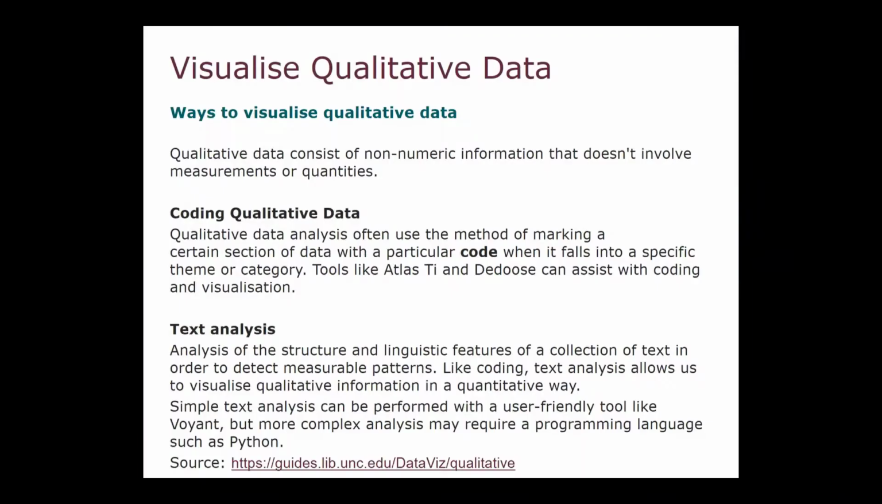visualizing your qualitative data. Qualitative data consists of non-numeric information that doesn't involve measurements or quantities, as you would know. So when you work with qualitative data, you will code that data. And the analysis often uses the method of marking a certain section of data with this particular code when it falls into a specific theme or category. We have heard a lot about this yesterday with yesterday's talk on qualitative analysis, qualitative methods. And tools like Atlas.ti and NVivo are very helpful with assisting with this coding, and then also the visualization thereof. In both of those tools, they have the visualization tools built in, so you don't need to use another tool to use that.